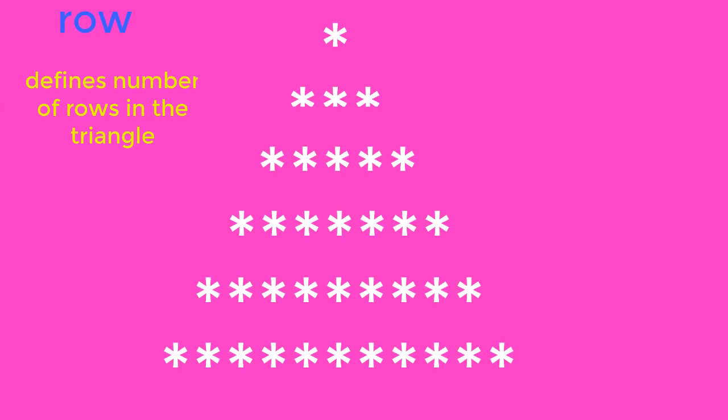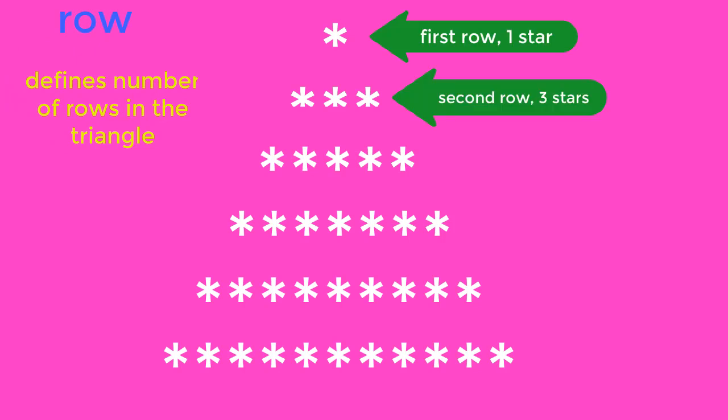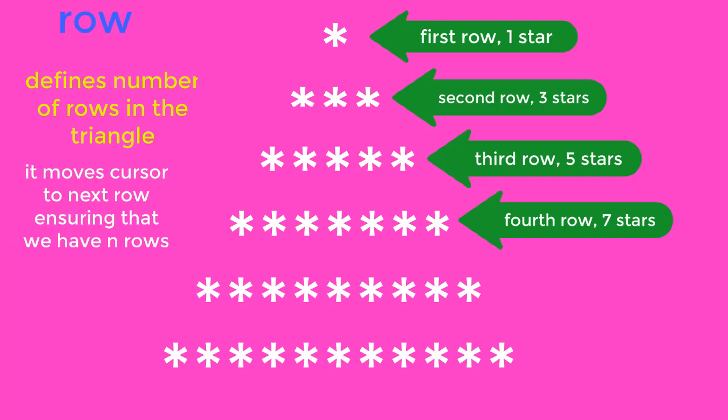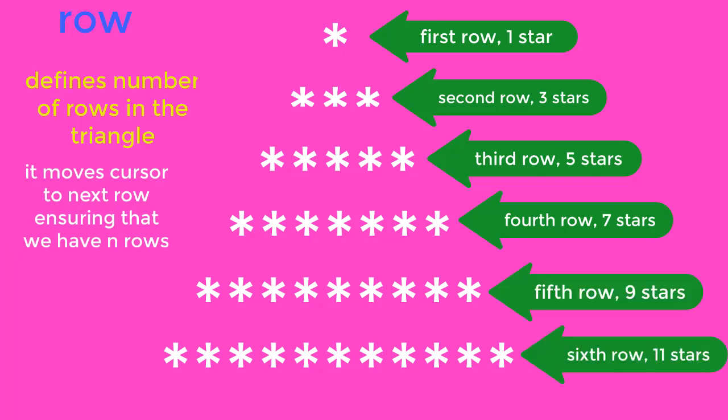So, what we are going to do now is to analyze how each of these variables will control the loops. The first variable I want us to look at is the row variable. The row variable defines the number of rows in the triangle. It doesn't print space or stars, oh no, it only ensures that the cursor is moved to the next row after all spaces and stars are printed. It iterates for n times, where n is the number of rows passed to the method.